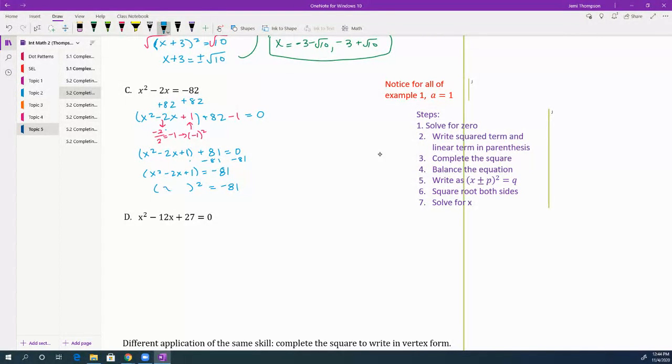Right? So this is going to be x. It's always this value here. It's always half of b, so x minus 1. Make sure you got the sign right. It has to be minus or it'll be wrong.